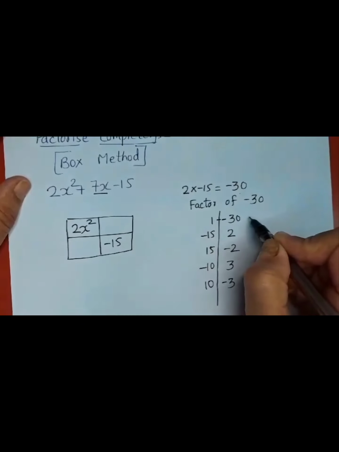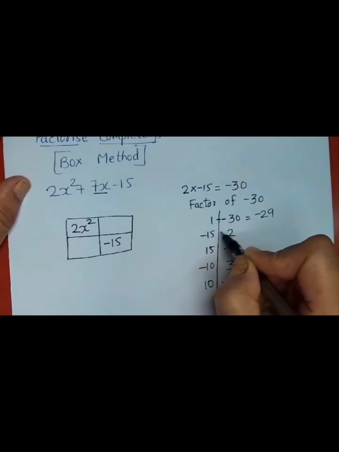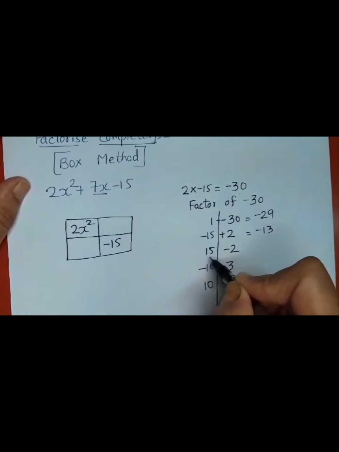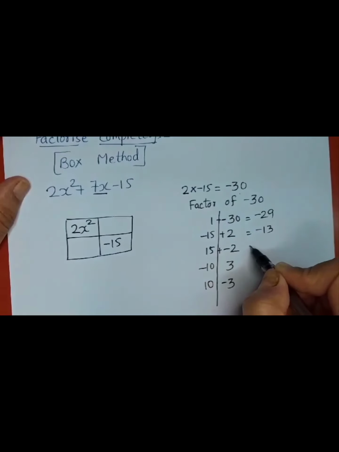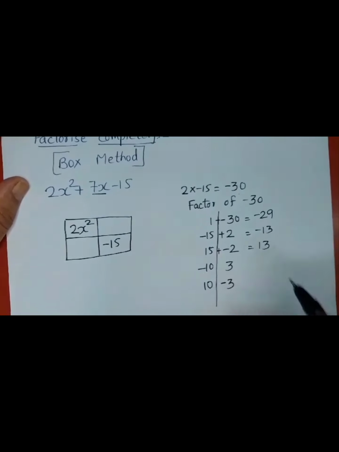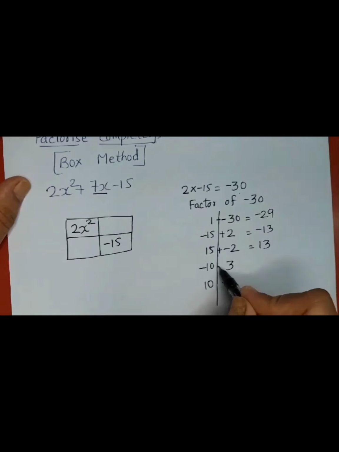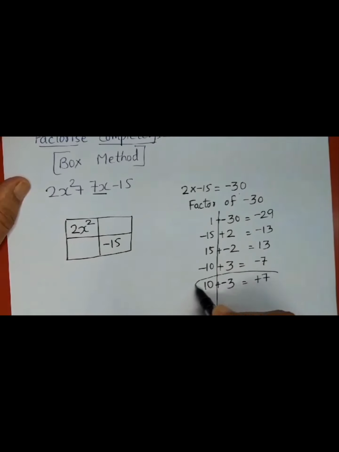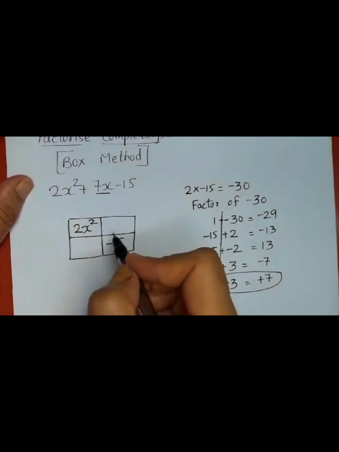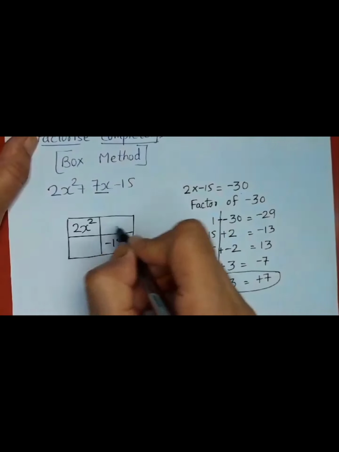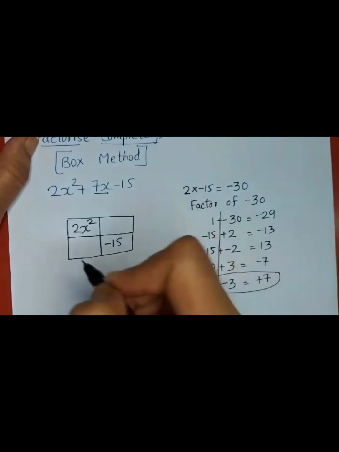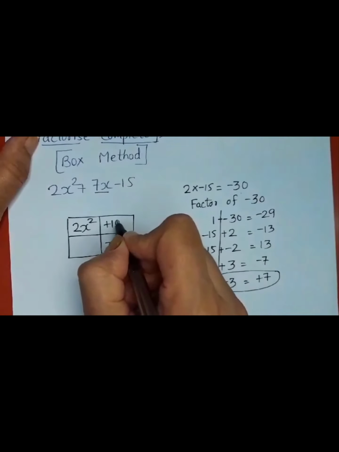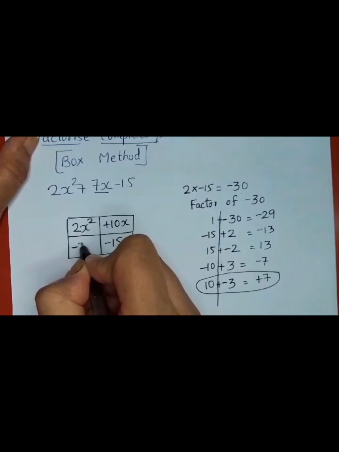So 1 plus minus 30 gives you minus 29. Minus 15 plus 2 gives you minus 13. 15 plus minus 2 gives you 13. Minus 10 plus 3 gives you minus 7. And 10 plus minus 3 gives you plus 7. So here we need plus 7x. So we have to select these two factors. So we have to place them here in these two boxes, no matter where we put 10 and minus 3. So here we put plus 10x and here minus 3x.